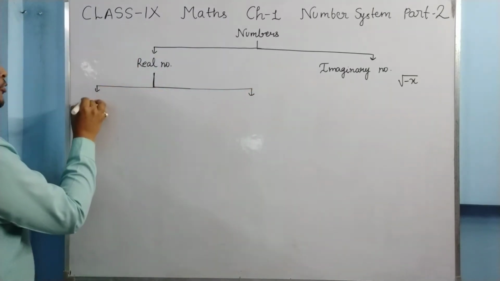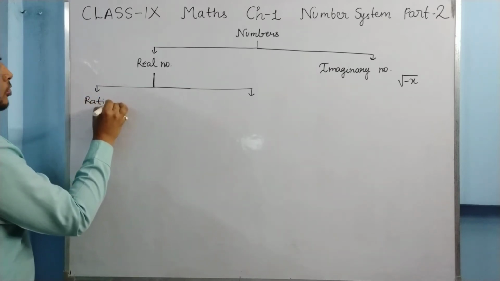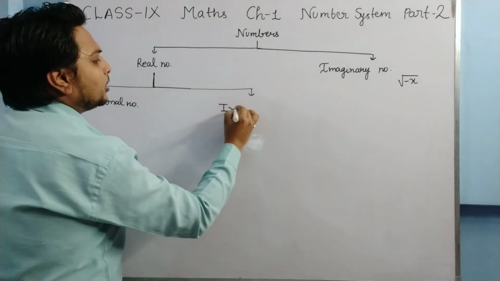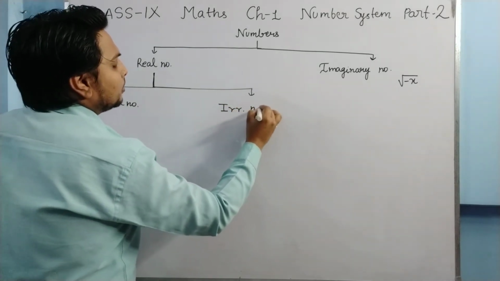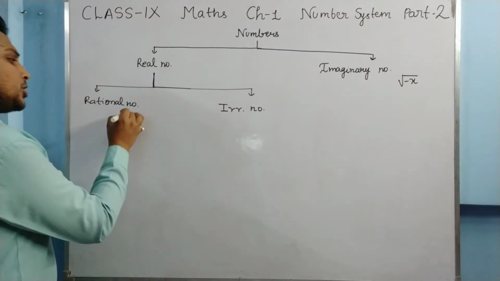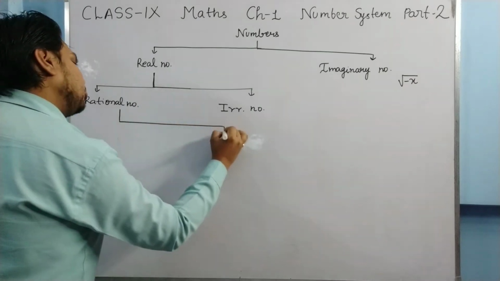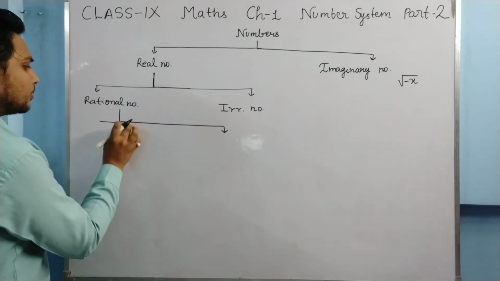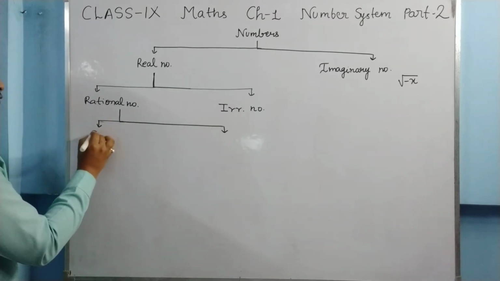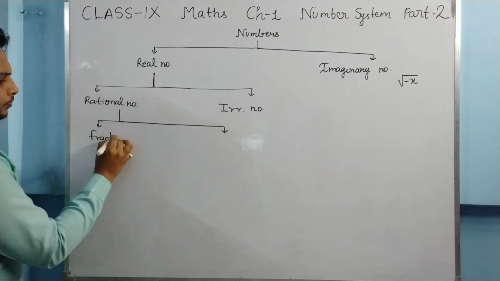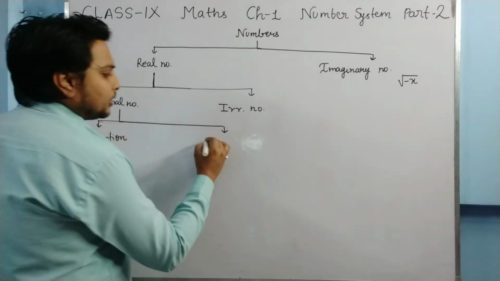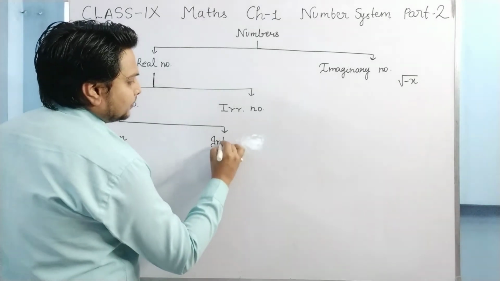One is rational numbers, and the other one is irrational numbers. Rational numbers and irrational numbers. Now rational numbers are again divided into two parts. One is fractions, and the other is integers.